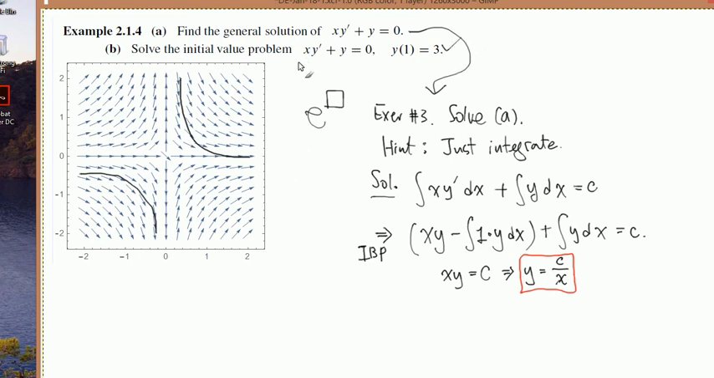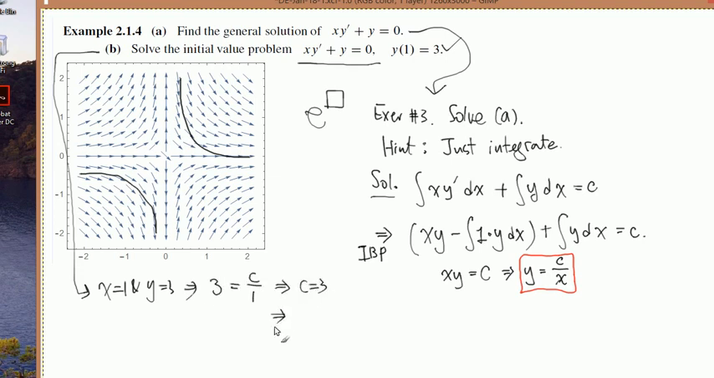If you're looking at this one, homogeneous equation, that's the general solution, right? In part B, x equals 1 and y equals 3. So if you plug it in there, it's 3 equals c over 1. So what is c? 3. For that one, we have a solution being 3 divided by x. That's uniqueness, right? So the solution to this homogeneous equation with this initial value, there's only one solution.